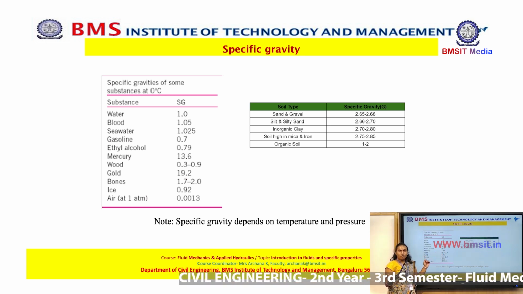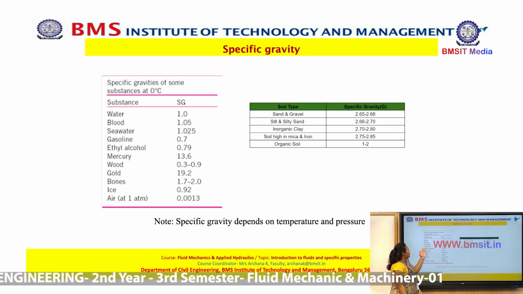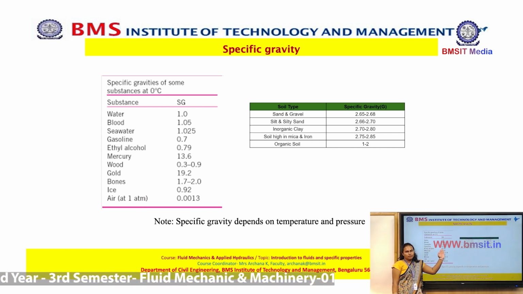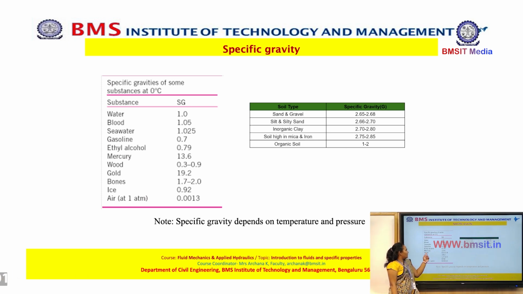And if you want to find out what are the matters which are the fluids which are lighter than water, you have gasoline, which is at 0.7. That means it will float over water. You can also look at alcohol or ethyl alcohol at 0.79. And mercury is one of the fluids which we consider for all examples of fluid mechanics. Mercury is one of the densest fluids, having the specific gravity of 13.6. That means if water has a density of 1, mercury will be 13.6 times heavier than water.